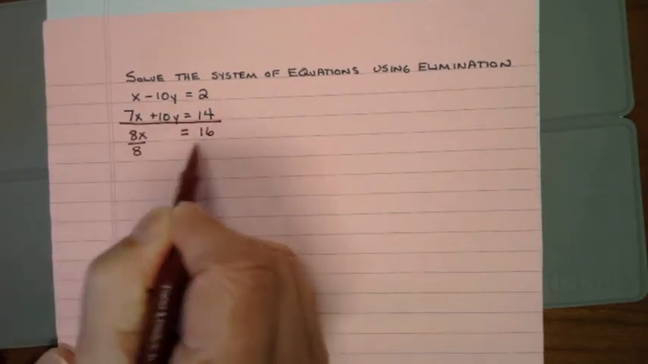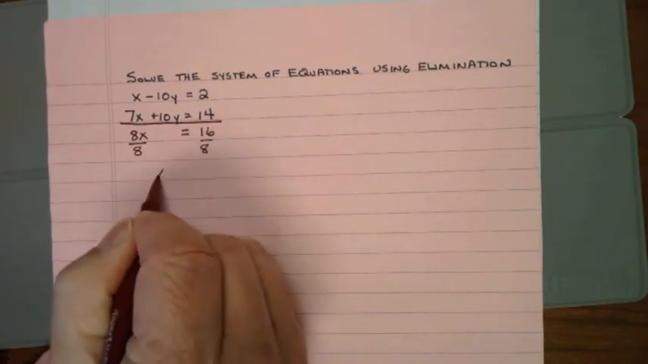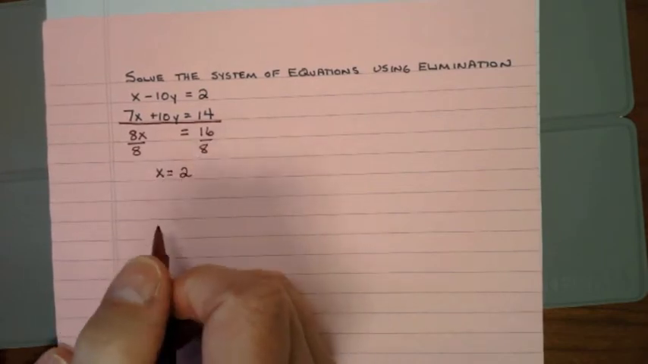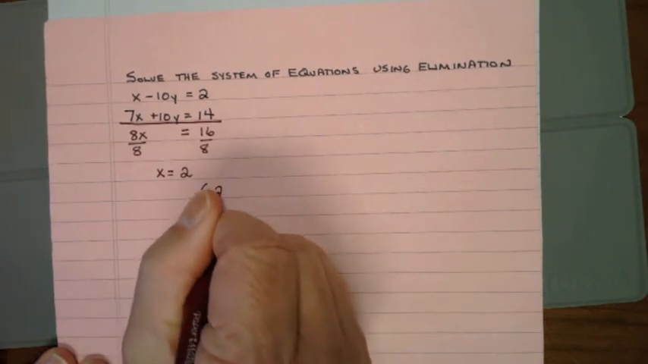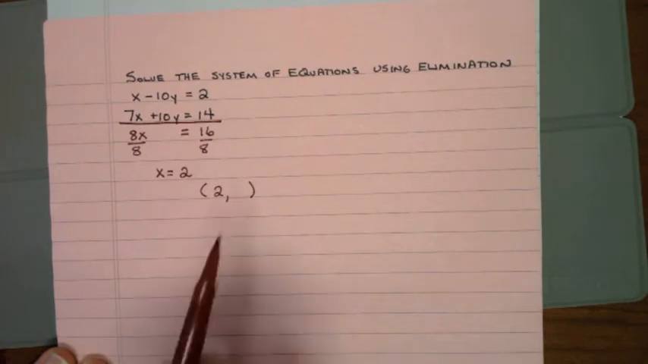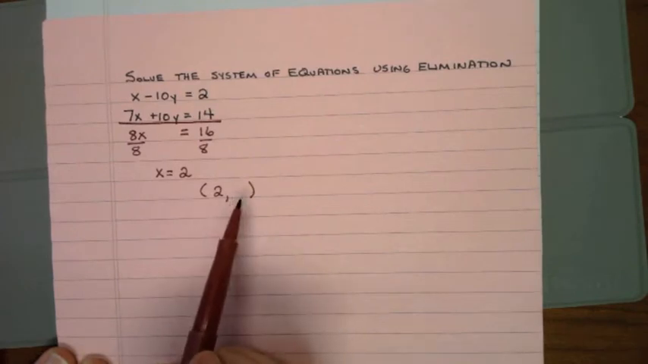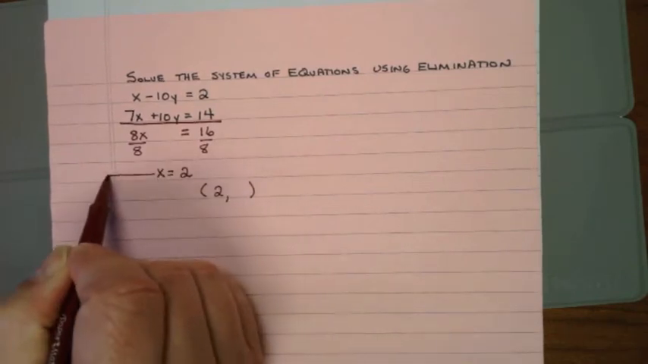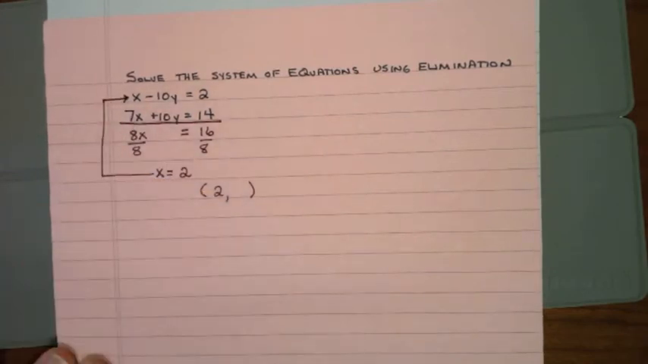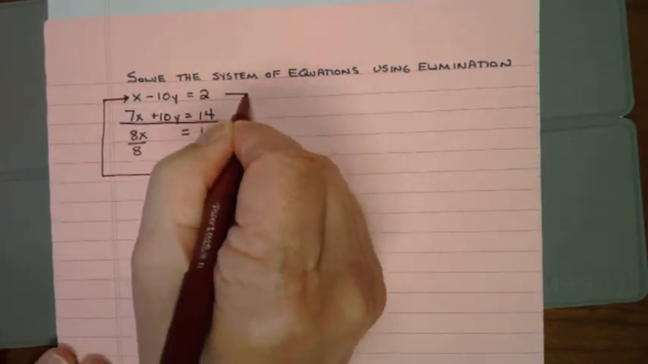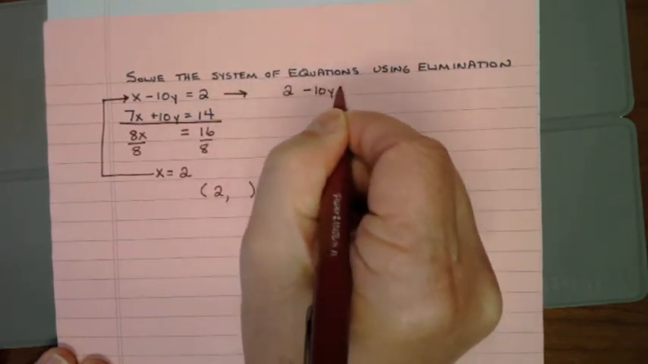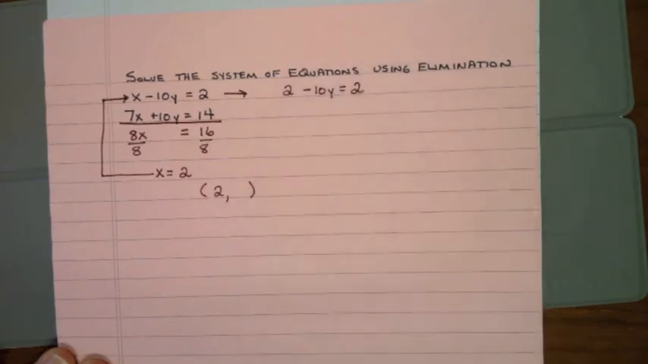So let's divide both sides by 8, and I determine that my x-coordinate is equal to 2. 16 divided by 8 is 2. I've got half of the point where these two lines intersect. Now I need my y-coordinate. The way I'm going to find my y-coordinate, I'm simply going to take that number and plug it into that top equation right there. Once I do that, here's what this equation looks like. 2 minus 10y is equal to 2.